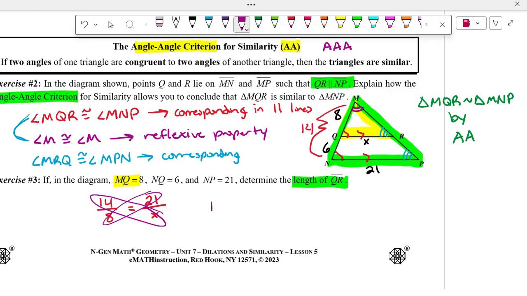So I'm going to cross multiply, get 14x is equal to 168. So divide both sides by 14. What's x equal to? 12. So QR is equal to 12. So be careful with those because they do love to throw problems at you like that where they don't actually tell you the length of the corresponding side, but they give you enough pieces to get it. You just have to add them together.